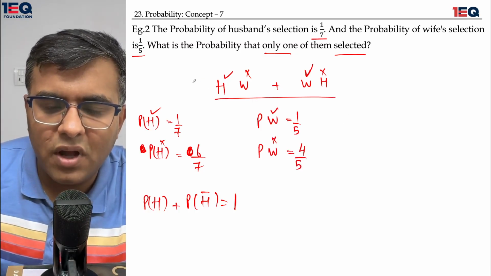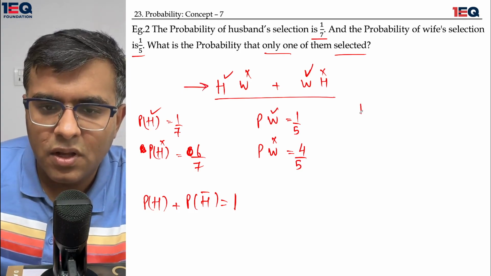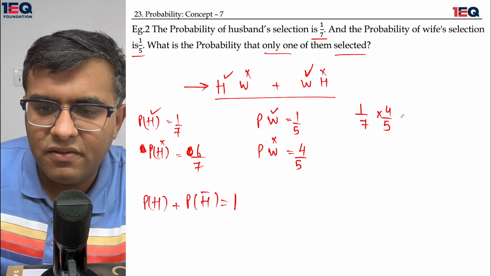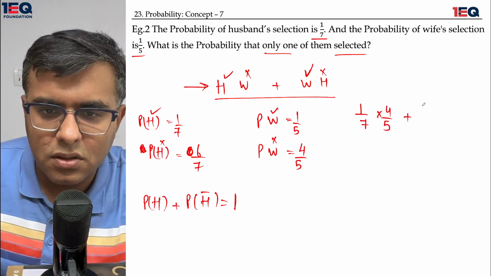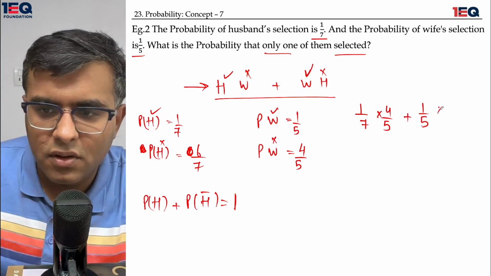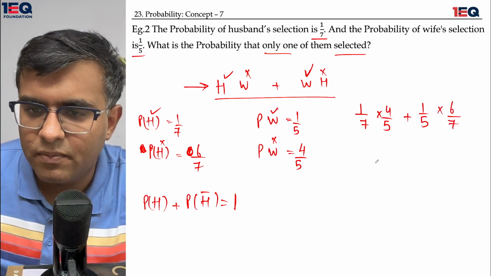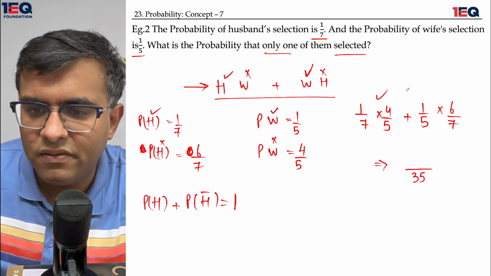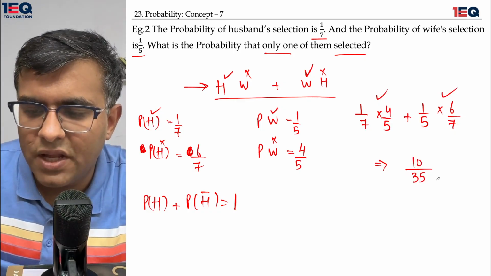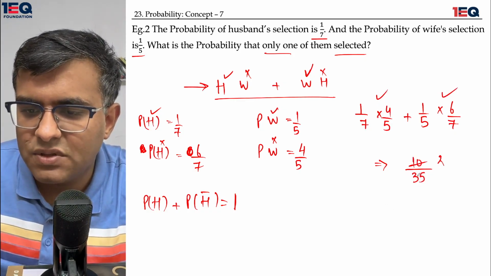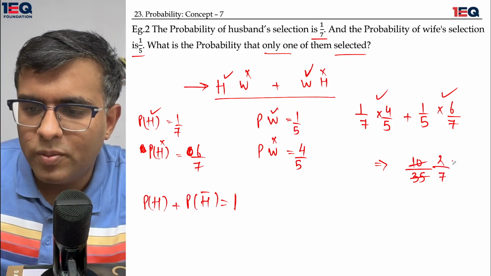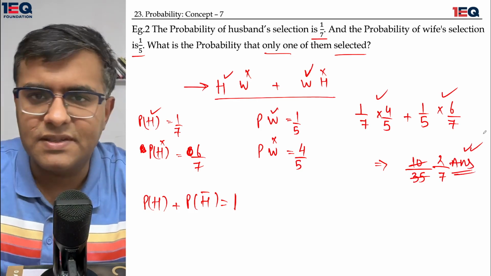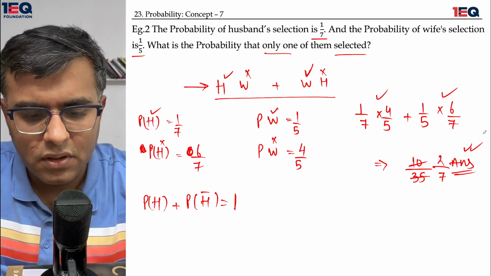What do I have to do now? I just have to put my values in this equation. My answer would be 1 by 7 multiplied by 4 by 5 plus 1 by 5 multiplied by 6 by 7. This would give me a denominator of 35 and a numerator of 4 plus 6, which is equal to 10. So 10 upon 35, 5 twos are 10, 5 sevens are 35. 2 by 7 is my answer. Okay, 2 by 7 is my answer. Good enough. I'll move on.